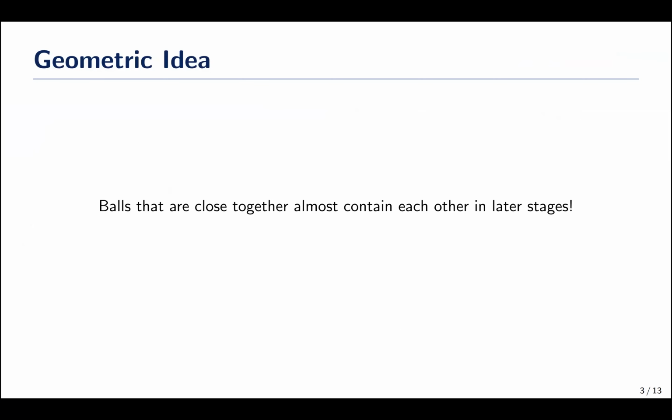More precisely, the geometric idea of the filtration that I will present today is that balls that are close together almost contain each other in later stages. One example for this is this point cloud. Here we have only 4 points, but 2 of them are very close together. And if we now get the normal Čech filtration going, we see that after a while, for example here, the points that are too close together have their balls overlapping by a very large amount.